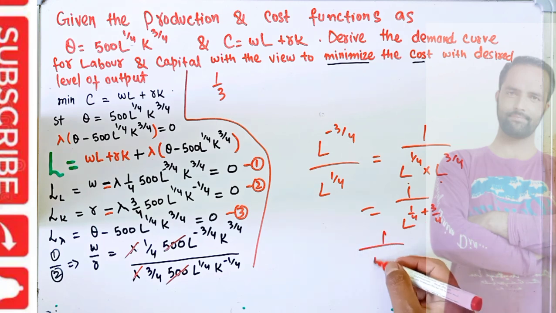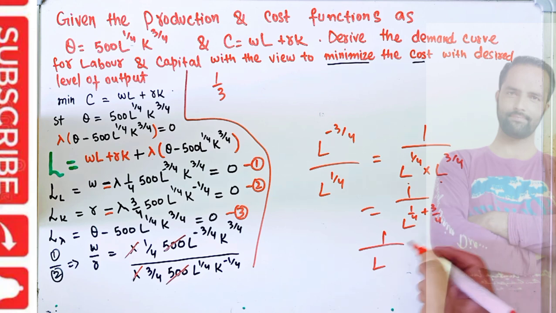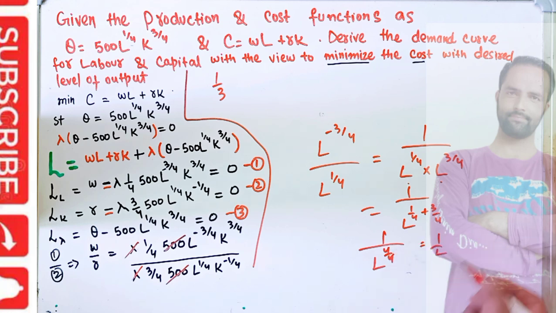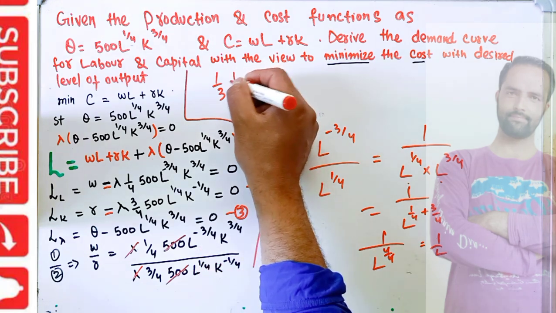1 divided by L to the power, denominator is same, when denominator is same, we can add up the numerator. So 1 plus 3 is 4 upon 4. This gets cancelled. We got 1 upon L. So we are left with 1 upon L.